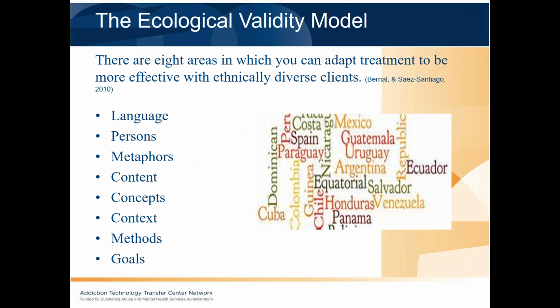So I'm going to talk a little bit about the ecological validity model. Here are 8 areas in which you can adapt treatment to be more effective with ethnically diverse clients. Like I said, you should be considering your own understanding of substance use disorders and mental illness as we go through this. But I'm going to add one more little metaphor that maybe helps you understand. Often when a client walks in, one of the first things we start to assess is their cognitive abilities.